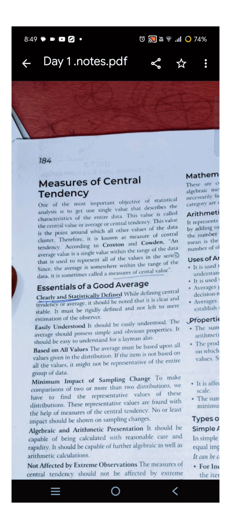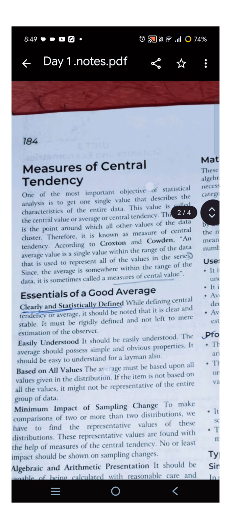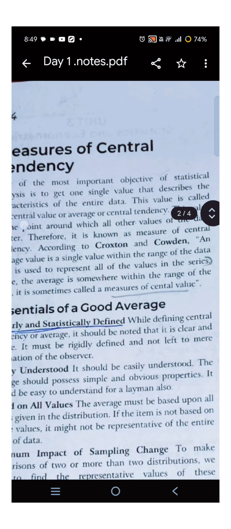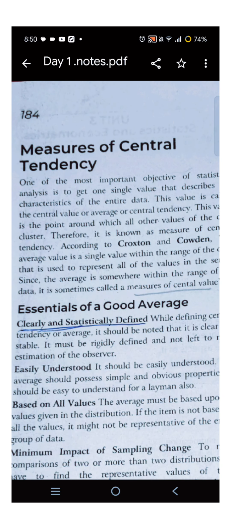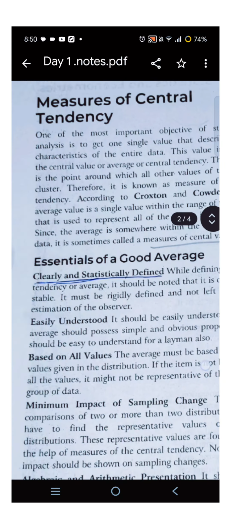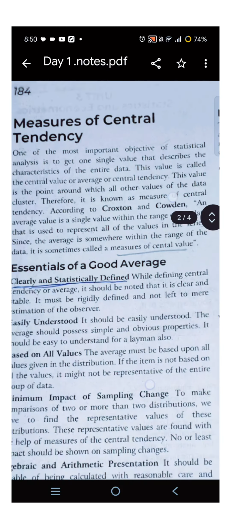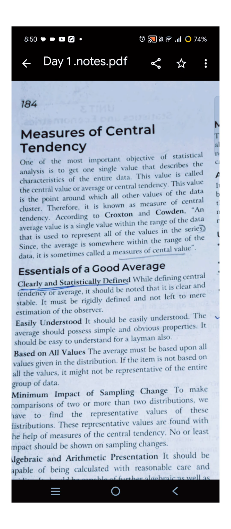What is it? Measures of central tendency. It's very easy. One of the most important objectives of statistical analysis is to get one single value that describes the characteristics of the entire data. This value is called the central value or the average. What is central tendency? The central value or average value is called the central tendency. This value is the point around which all other values of the data cluster. Therefore, it is known as the measure of central tendency.